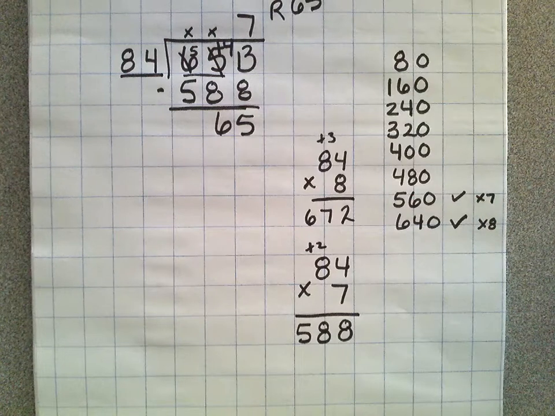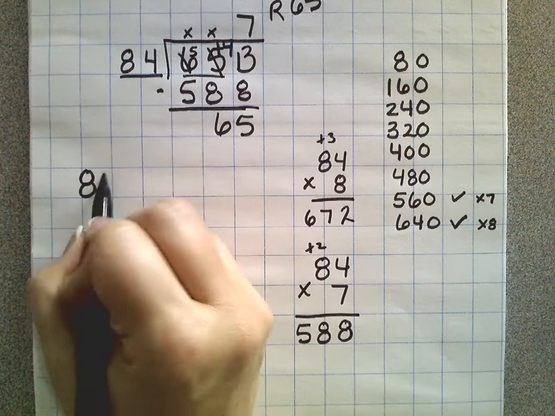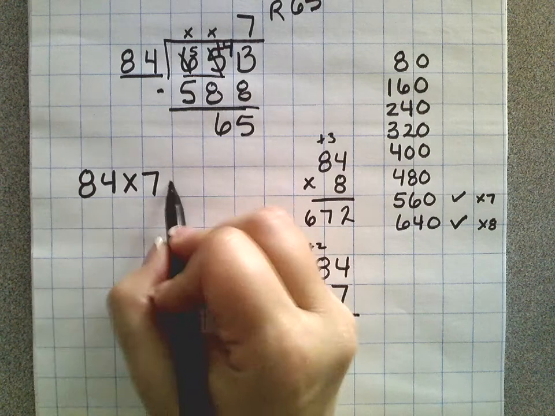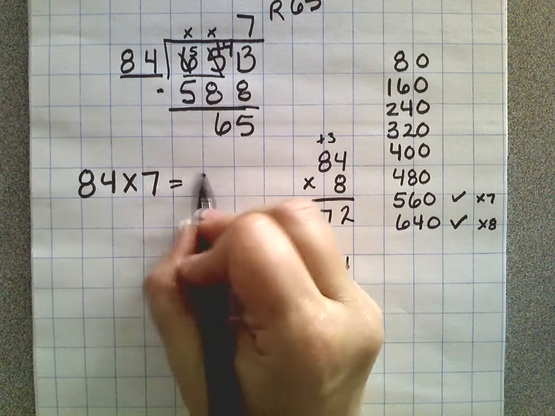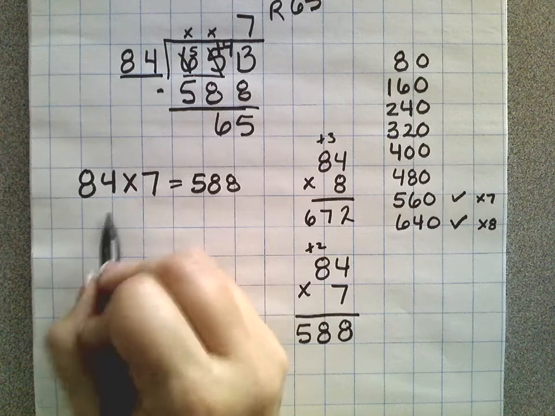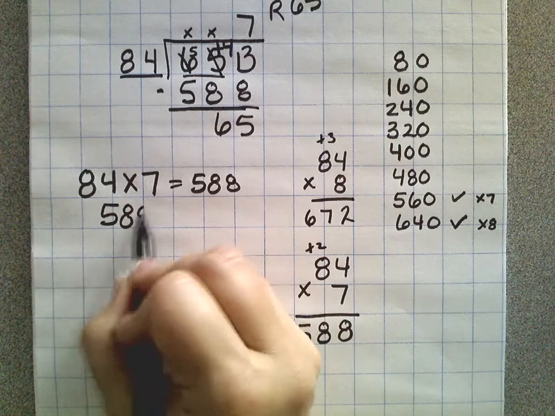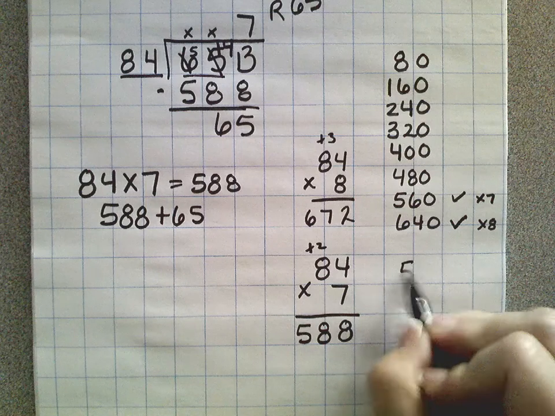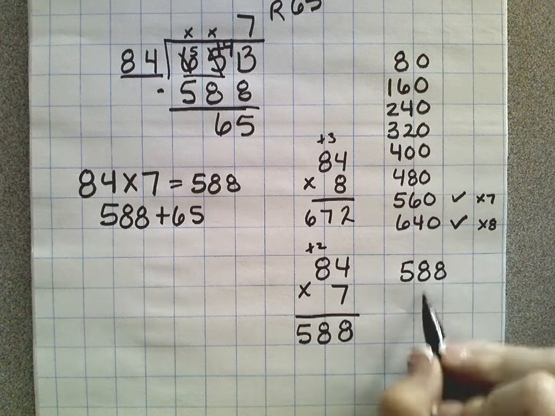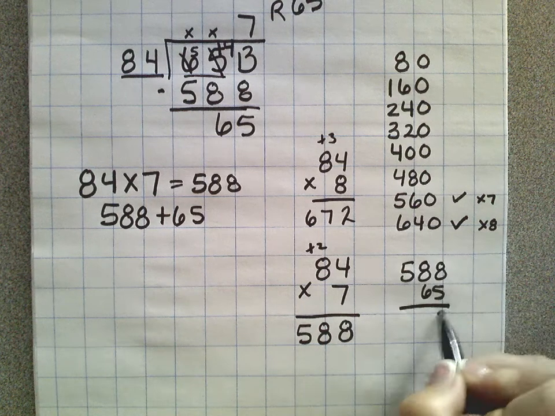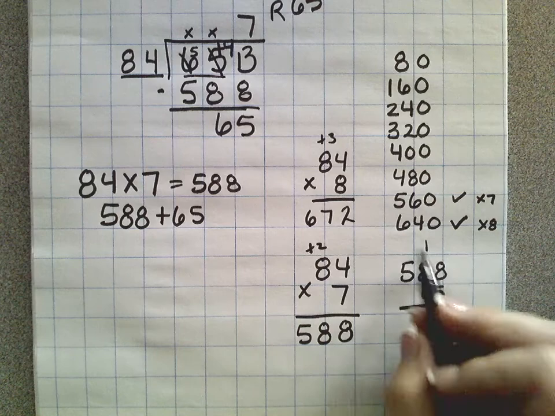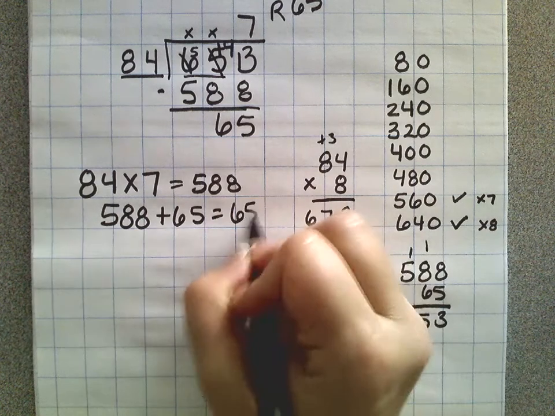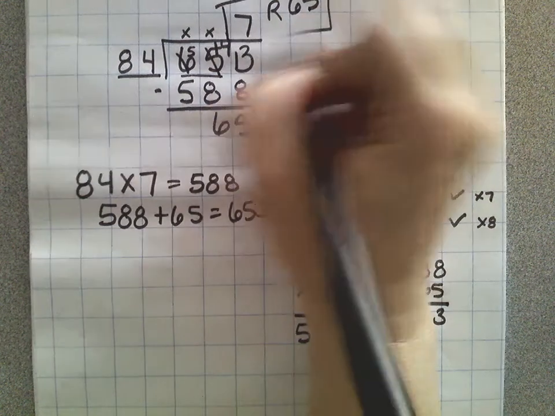We're going to go ahead and check our work. It's going to be 84 times our quotient of 7, which we already figured out is 588. Add on the remainder. I actually might have to do a little side math here to double check it. 588 plus 65 is 653. Look at that. It does match. So I know that this answer is good.